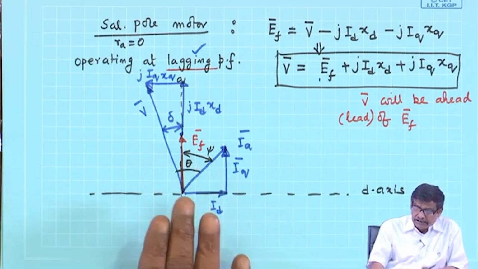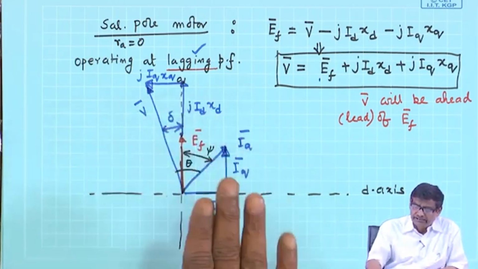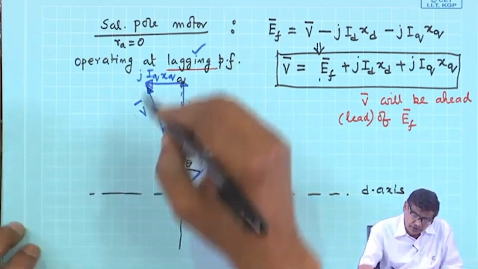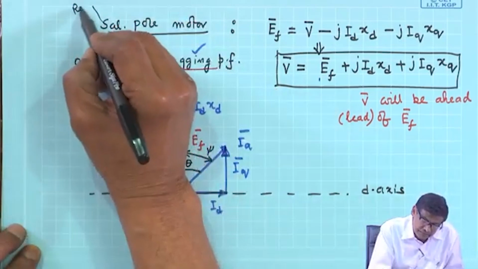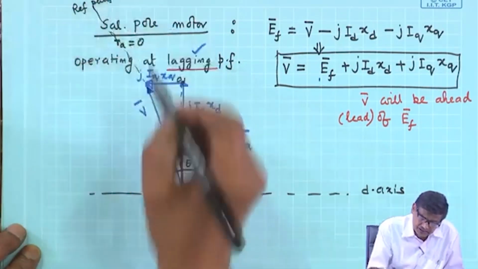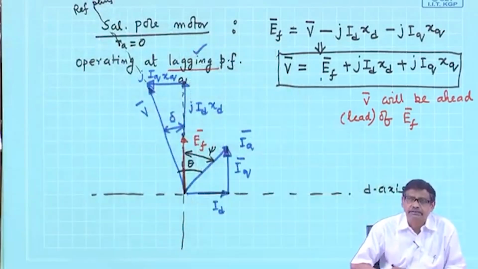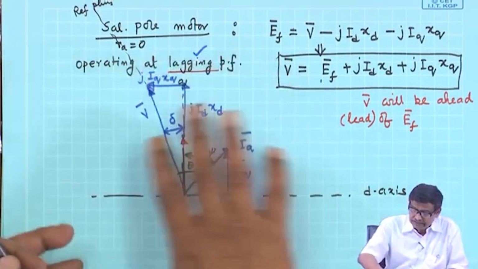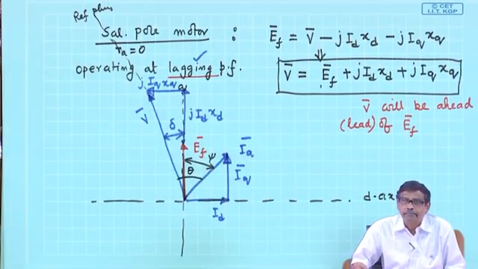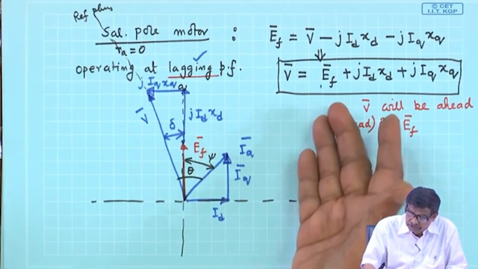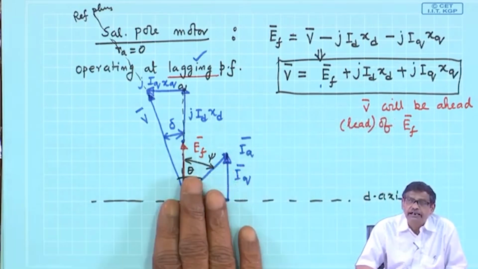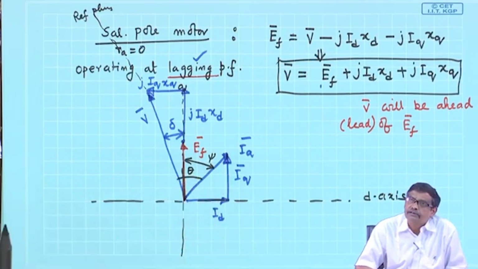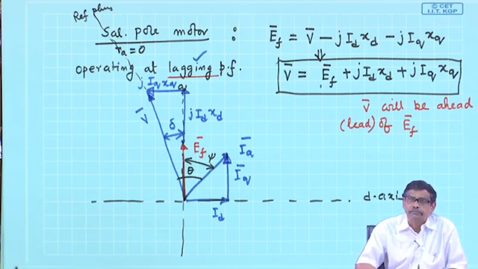Now, this phasor diagram, when I started with EF, is the correct phasor diagram. Then you call this the reference phasor. Does it matter? Call this V to be V angle 0 degree, nothing like that. This phasor diagram remains the same. But if you follow this rule, I personally believe you will very quickly and correctly draw the phasor diagram of a salient pole synchronous machine.